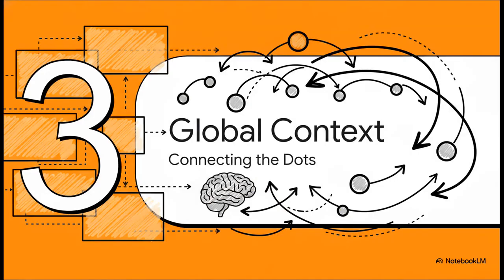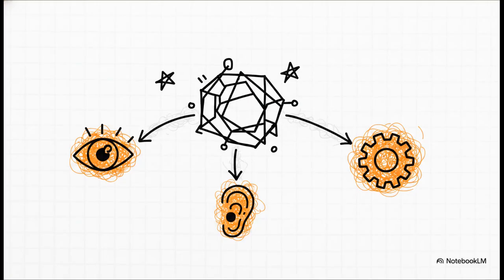Moving right along to step 3, multitasking and global context, connecting the dots. This is where it gets super fascinating. You know how you can listen to someone's tone of voice, process their vocabulary, and read their body language all at the exact same time? Transformers do this using multi-head attention. They assign different heads to handle completely different linguistic tasks. One head might track subject-verb agreement, while another figures out long-range references, and a third looks at semantic similarity. They're all running parallel cognitive pathways to build a complete picture.